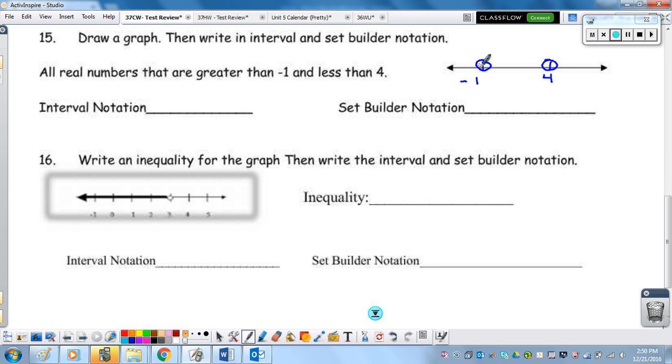Greater than means it's to the right of -1. And then less than, we go to the left of 4. So if you notice, we shade in the middle. So anywhere in that region is part of the answer.